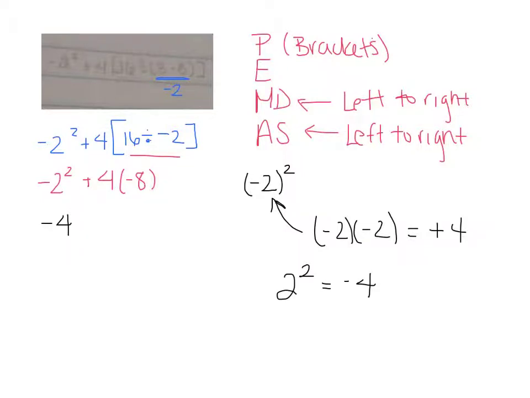And then we have 4 times negative 8, so a positive times a negative is going to be a negative 32. And now we just have to do our subtraction or addition problem, and we get negative 36.